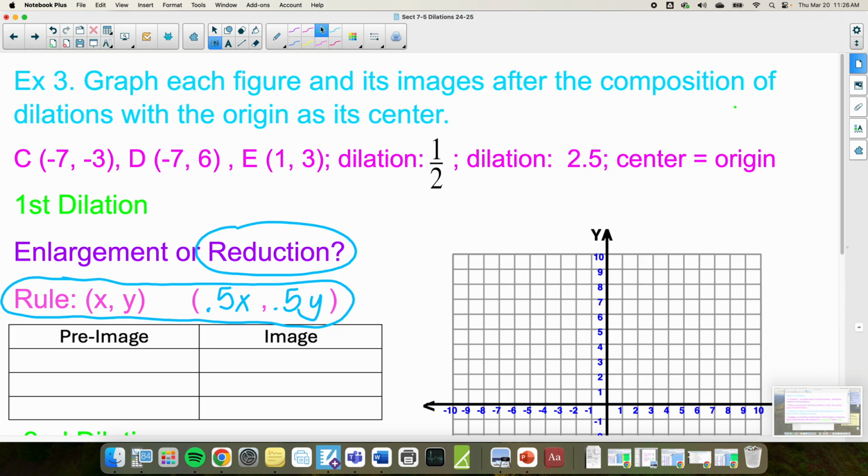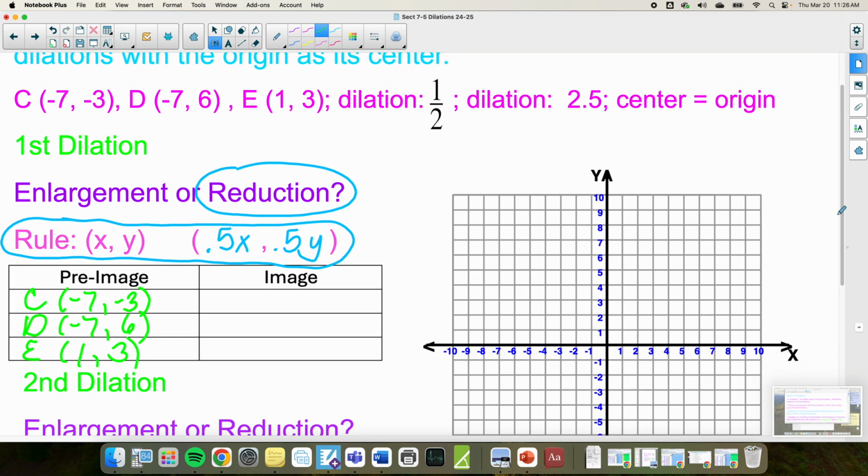Then I'm gonna copy down my original points. C is -7, -3. D is -7, 6. E is 1, 3. Okay. And right now I'm just dealing with that first dilation. So the first thing I'm gonna do is multiply all my coordinates by 1/2.